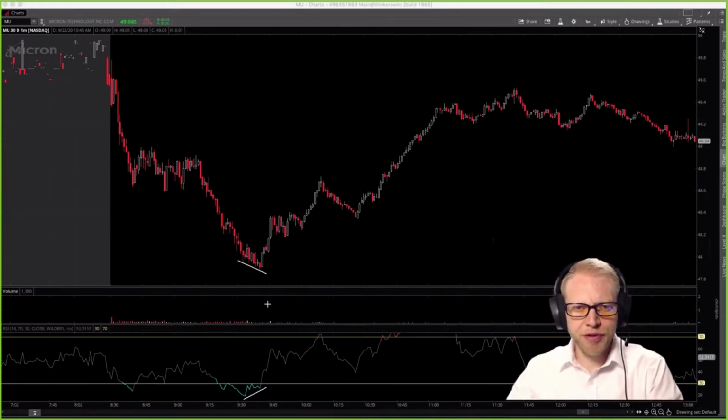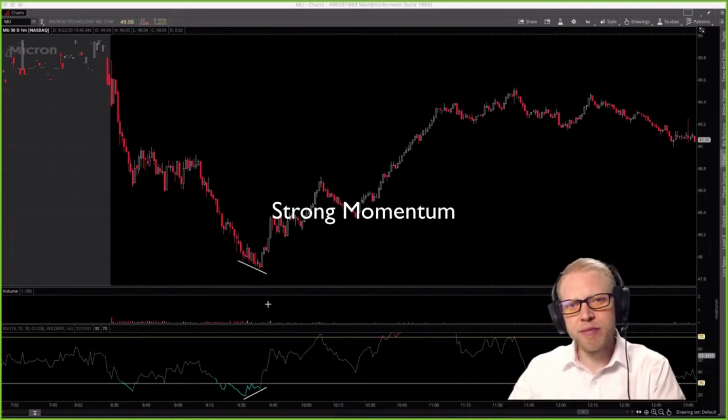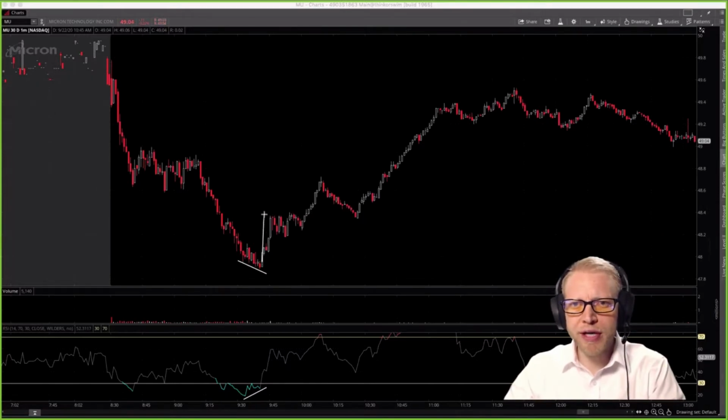Now, the next important thing that we want to pay attention to is we want strong momentum in the upward direction. We want to see a strong pull going up, and then we want to see a flag going sideways. We want to see the stock starting to make higher highs if possible. This gives us that flag pattern that we look for. And then we get the explosive move up.